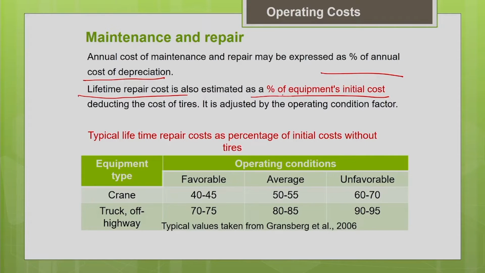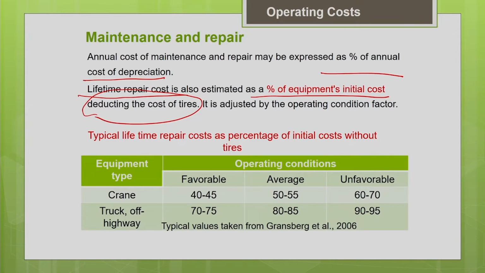But when you estimate it as a percentage of equipment's initial cost, you are supposed to deduct the tire cost. That is very important, because the life of the tire is different from the life of the remaining part of the equipment. So, its depreciating rate is also very different when compared to the remaining part of the machine. So, the repair cost of the tires will be considered separately. We won't consider it along with the remaining part of the equipment. That is why you take the lifetime repair cost of the machine excluding the tire. It is estimated as a percentage of the equipment's initial cost minus the tire cost.